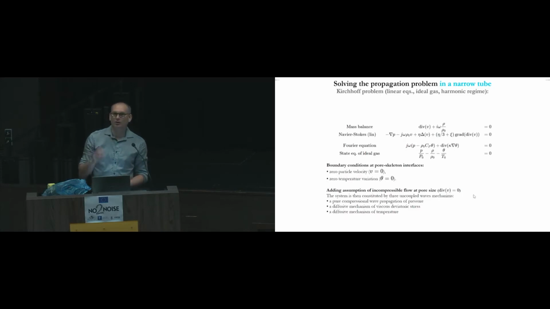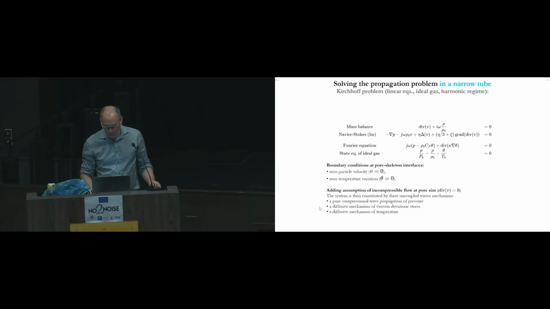Then solving this set of three equations just gets you the three uncoupled wave mechanisms. One of these wave mechanisms is a pure compressional wave propagation with a wavelength lambda and a velocity c. We will get into the details later. We have a diffusive mechanism of viscous effect, which just gets the deviatoric stress away. So we will have some diffusion effect for the viscous effect, and we will also have a diffusion mechanism for the thermal effect.